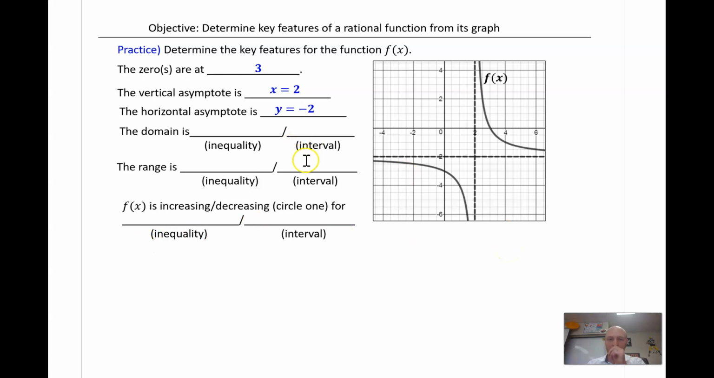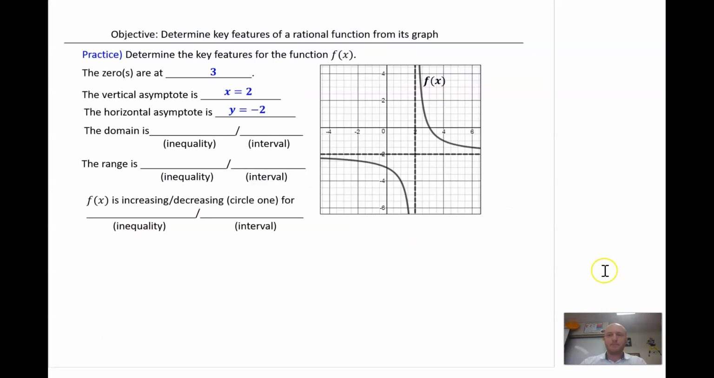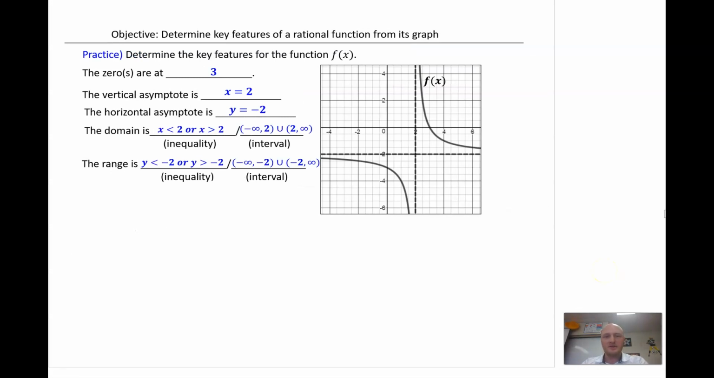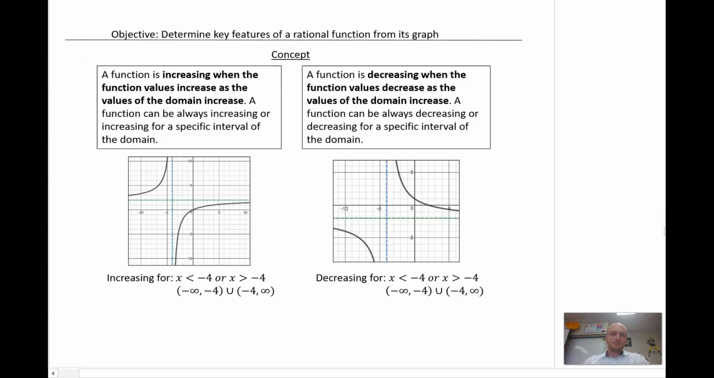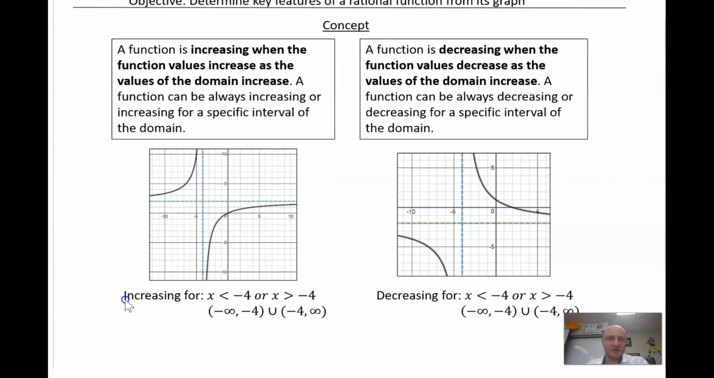All right, so hopefully you pause the video, and here is the solution. Okay, so there you go. We have a break at 2 for our x values, and then a break at -2 for our y values. Okay, next we are going to go ahead and talk about increasing and decreasing. And this is very, very simple.